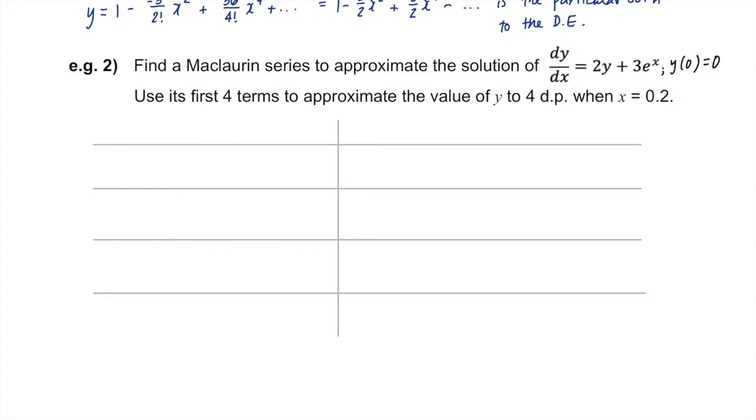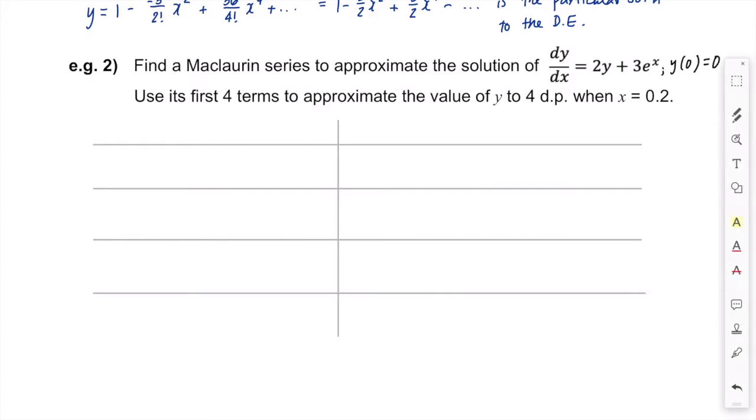Here is example 2. Find the Maclaurin series to approximate the solution of dy by dx equals 2y plus 3e to the power of x, with the initial condition y of 0 equals 0. Use its first 4 terms to approximate the value of y to 4 decimal places when x is equal to 0.2.